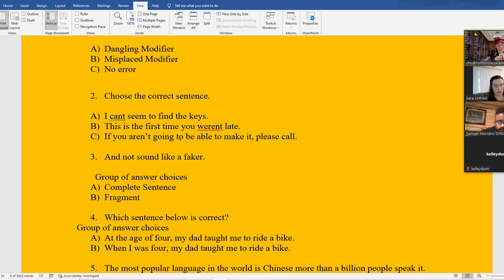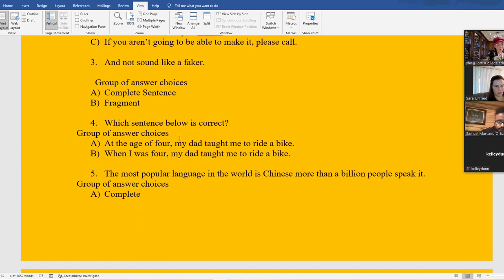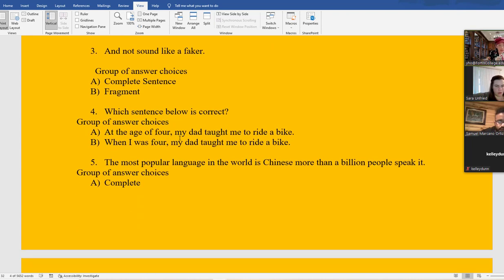Is this a complete sentence or a fragment? It's a fragment. Which sentence below is correct? At the age of 4, my dad taught me to ride a bike. When I was 4, my dad taught me to ride a bike.